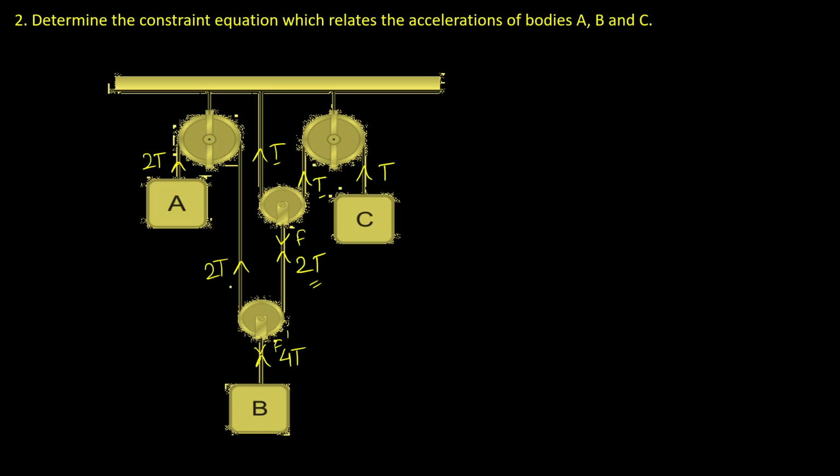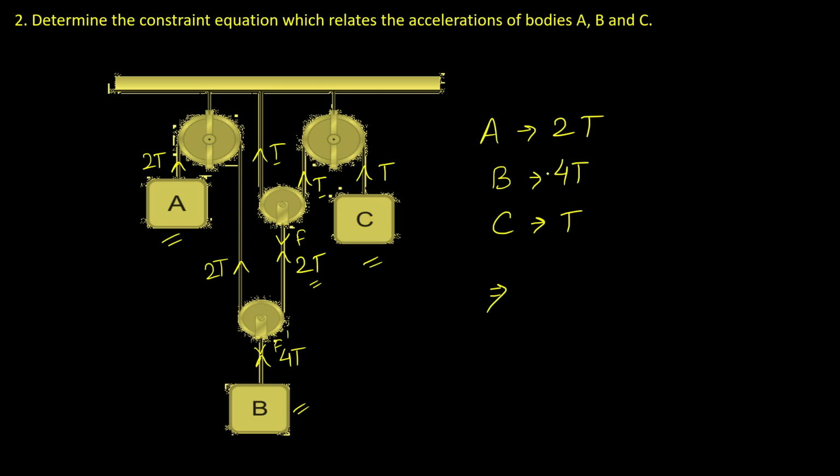And again this 2T will be here, and again this 2T will be here, and here it will be 4T, because 2T plus 2T upon writing the force balance for this pulley. So now we need to find the relationship between the accelerations of A, C and B. So just take the tensions: on A the tension is 2T, on B the tension is 4T, and on C the tension is T.